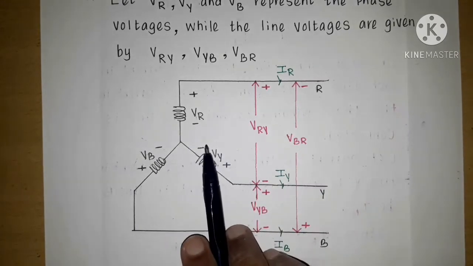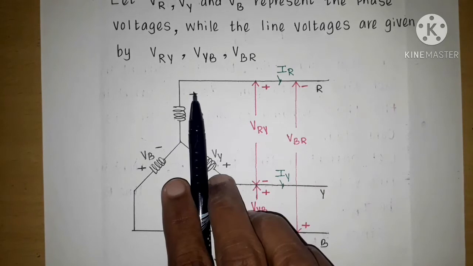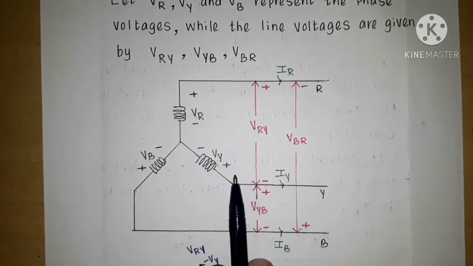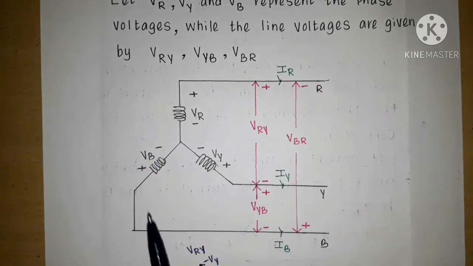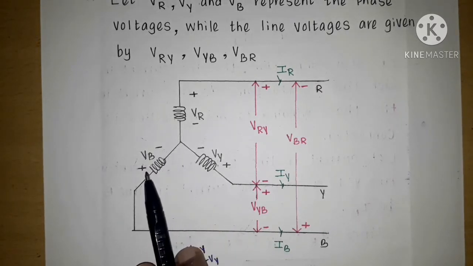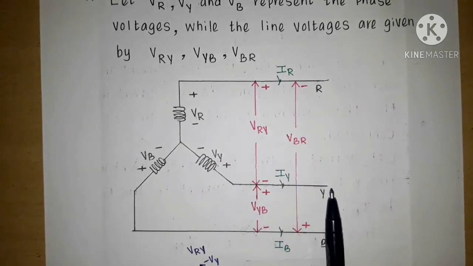As it is a supply, current enters at the negative terminal and leaves at the positive terminal. So this is the diagram for the star connected supply.